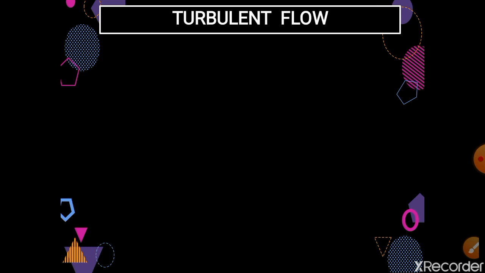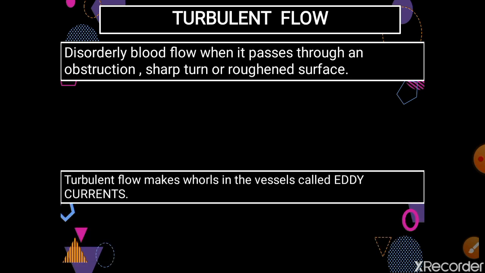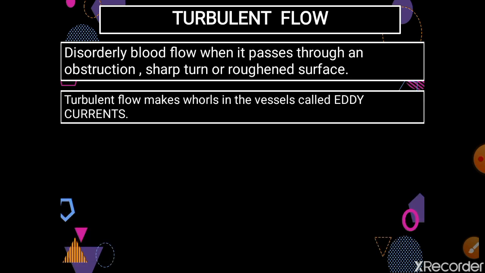Now let's move on to the turbulent blood flow. Turbulent blood flow is disorderly blood flow when it passes through any obstruction, a rough surface, or a sharp turn in a blood vessel. Turbulent blood flow makes whirls in the vessel. These whirls are known as eddy currents.